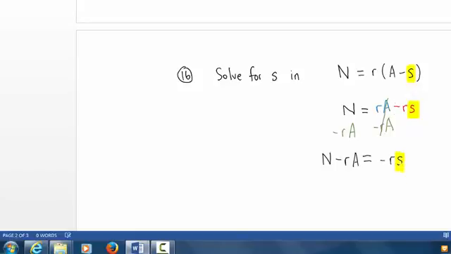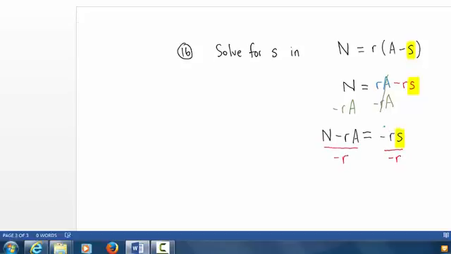We are solving for s, and we see that s is multiplied by negative r. Thus, we divide both sides by negative r. Negative r divided by negative r is 1. And on the right-hand side, we have isolated s. We have s equals the quantity N minus ra divided by negative r. There are other forms for the final answer here. This should be acceptable. Let's check it.